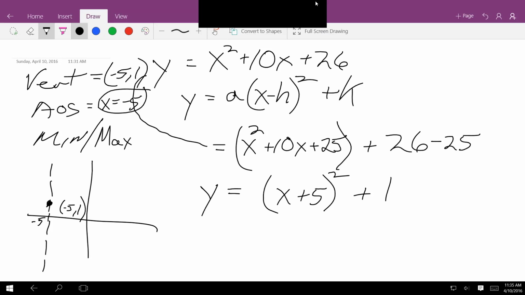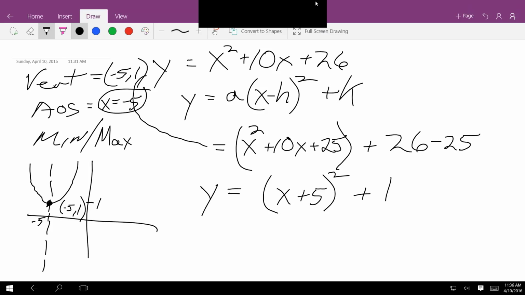Furthermore, does it open up or down? If this coefficient is positive, it opens up. If this coefficient is negative, it opens down. So does that mean it has a minimum or a maximum? Yes, it has a minimum, and what is it? One. Well, it's not really y equals 1, because y equals 1 is a horizontal line. But you could say the minimum value of this function is 1. There's no way this thing ever goes below 1. So y is from 1 to infinity.